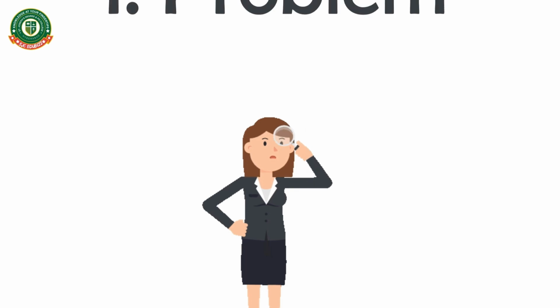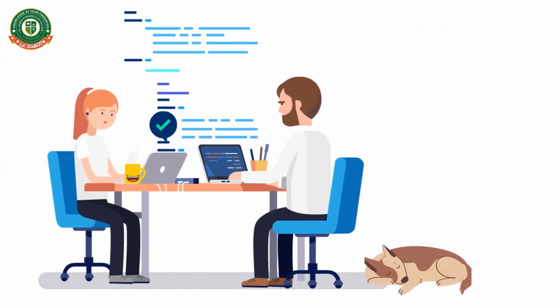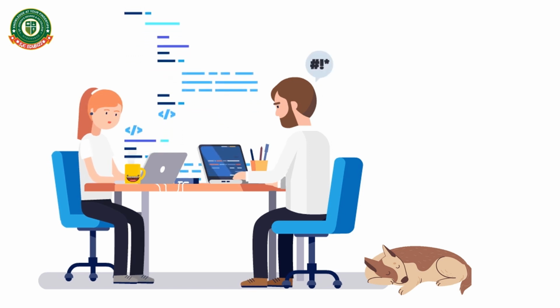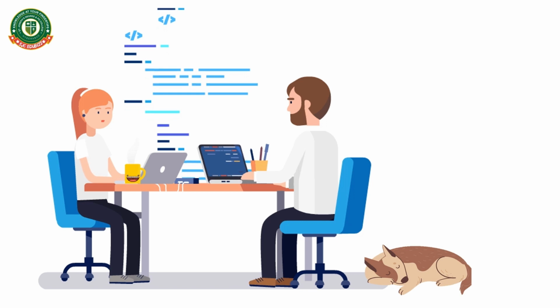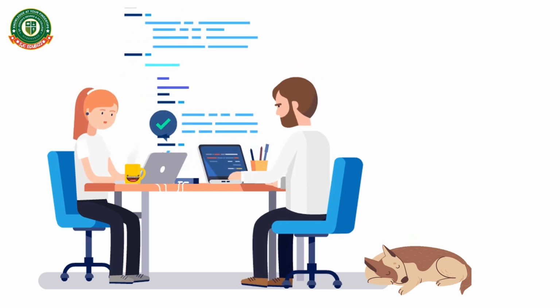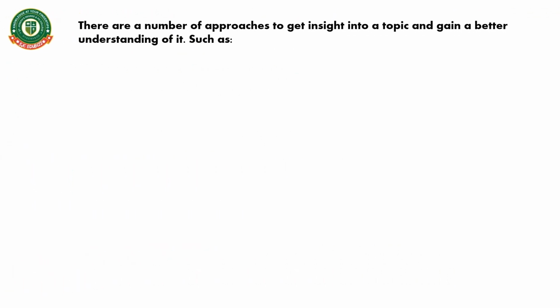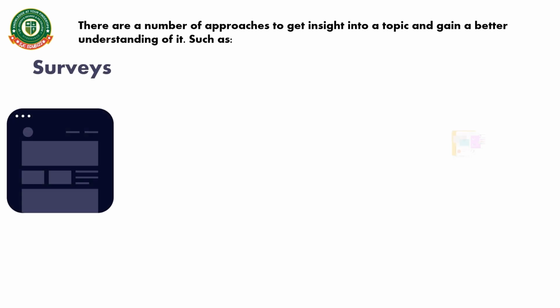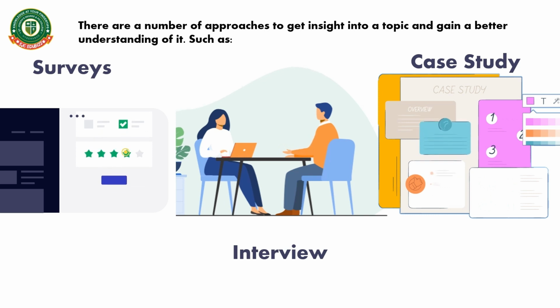Step 1. Problem finding. Finding an issue or formulating a research question is the first step. A well-defined research problem will guide the researcher through all stages of the research process, from setting objectives to choosing a technique. There are a number of approaches to get insight into a topic and gain a better understanding of it, such as a preliminary survey, case studies, interviews with a small group of people.